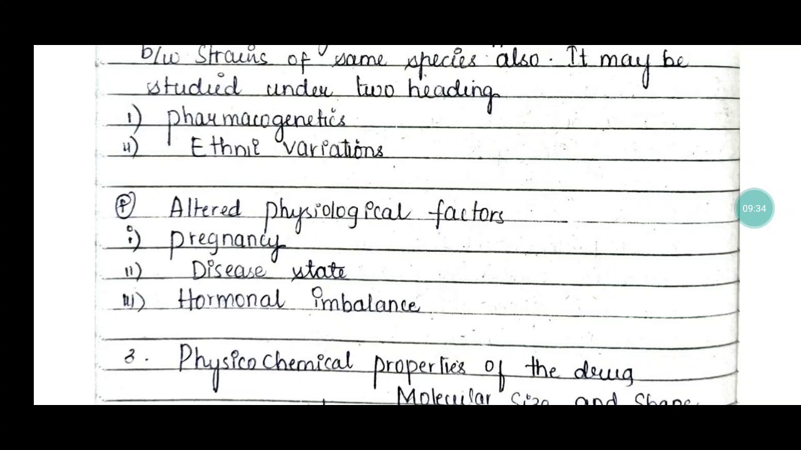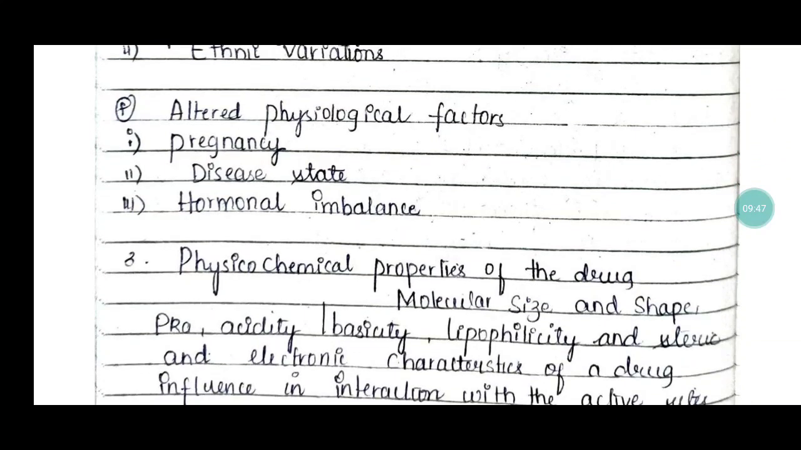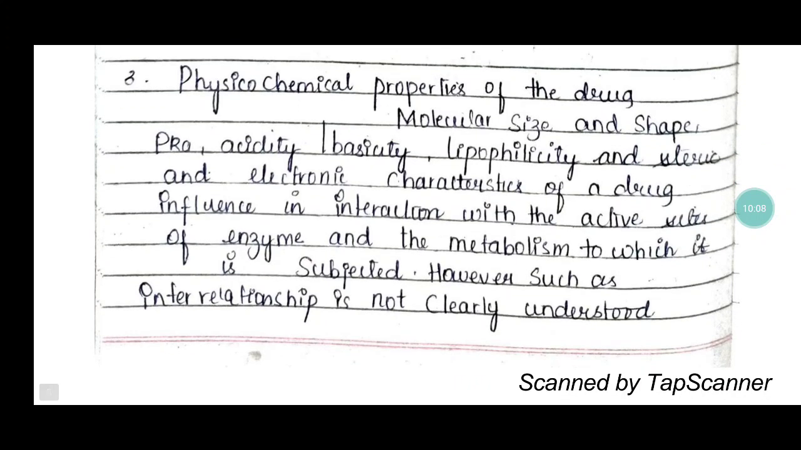So F, that is altered physiological factors. Altered physiological factors come under pregnancy, disease state and hormonal imbalance. Number third, that is physicochemical properties of the drug. The molecular size, shape, pKa, acidity, basicity, lipophilicity and steric and electronic characteristics of the drug influence the interaction with the active sites of the enzymes and the metabolism to which it is subjected. However, such interrelationship is not clearly understood.